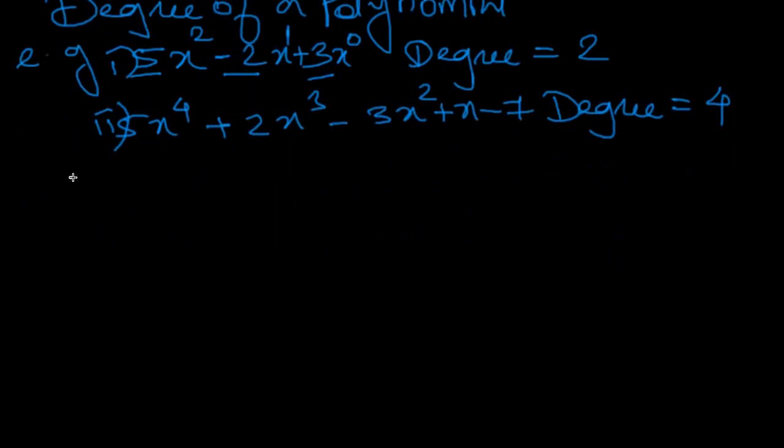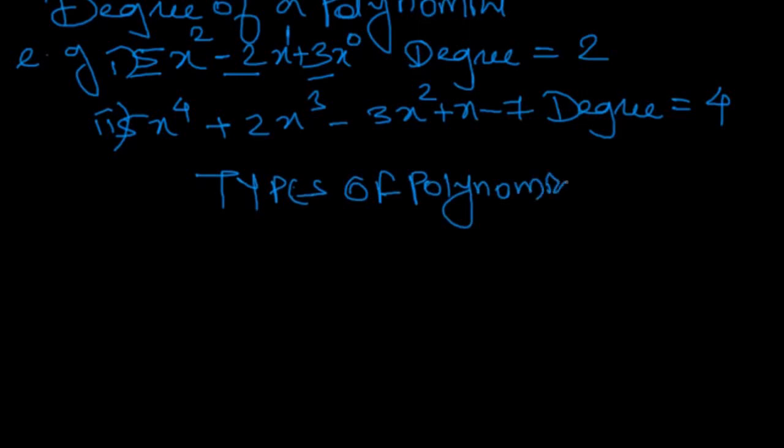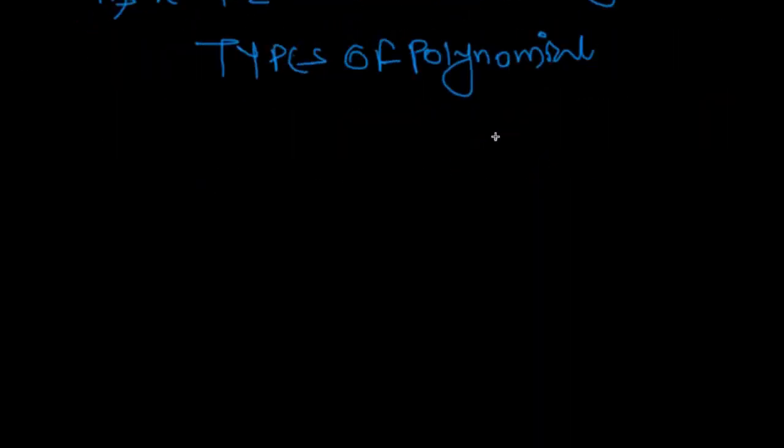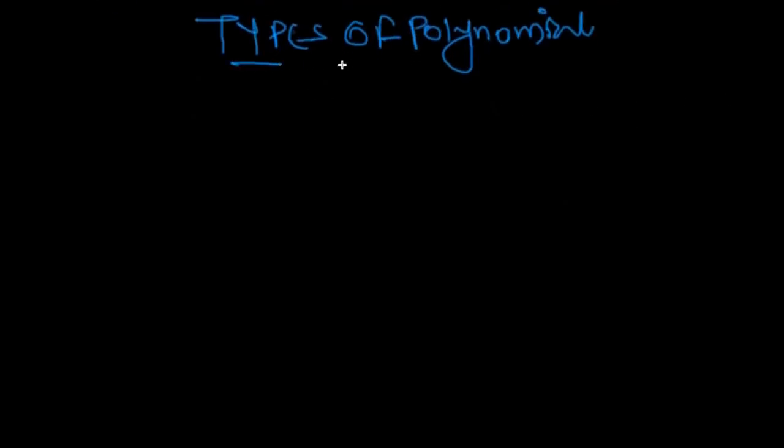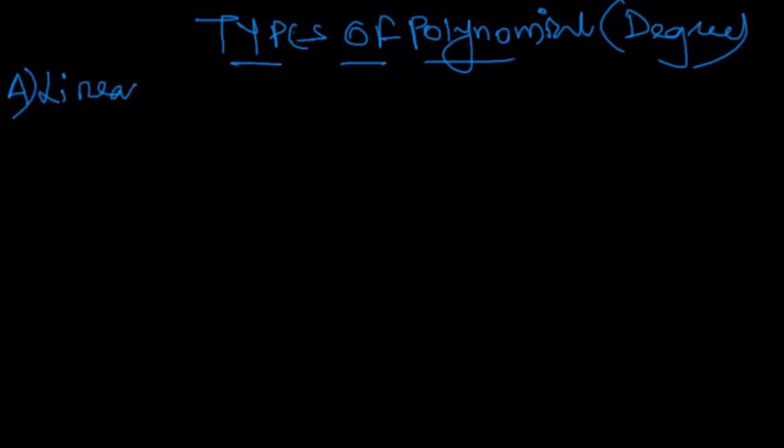The next important thing for us to understand is the types of polynomials. Now this classification of polynomials, or the types of polynomials, will be based on the degree of polynomials. So classification of polynomials based on their degree. The very first type is your linear polynomial.